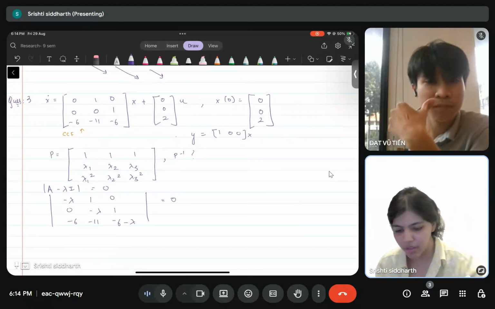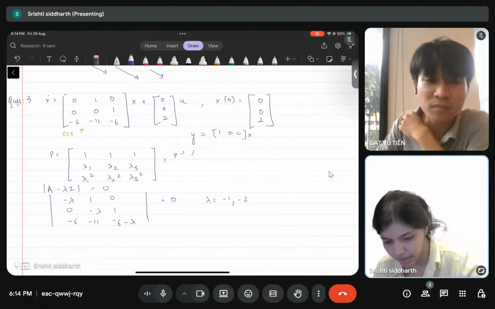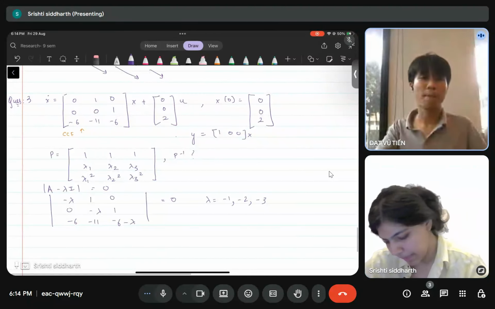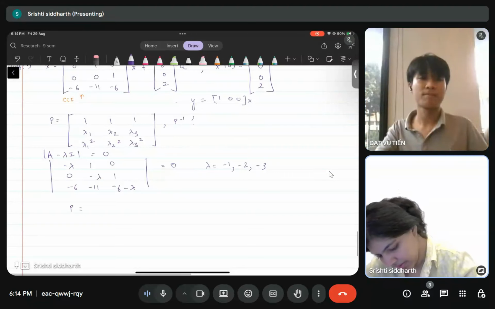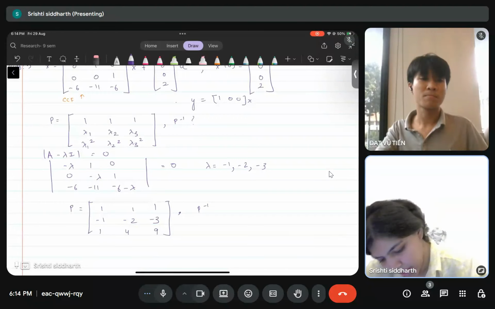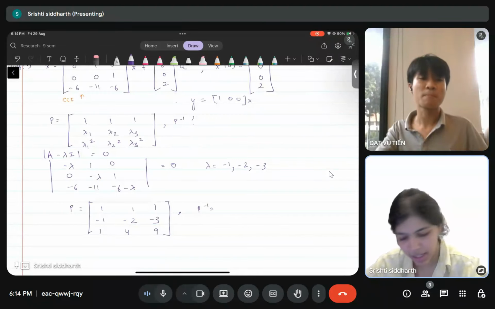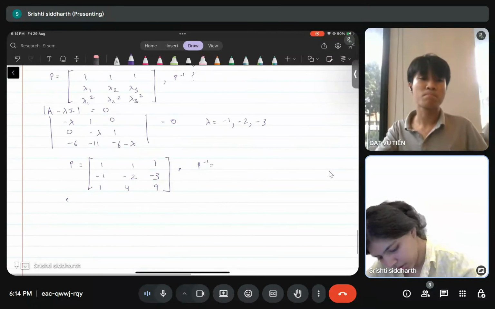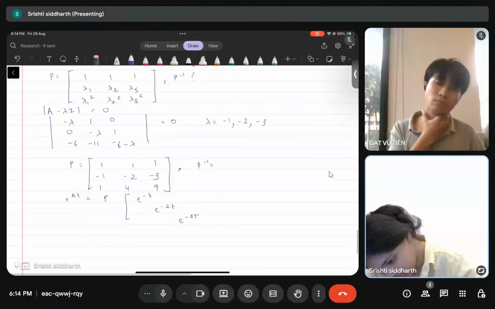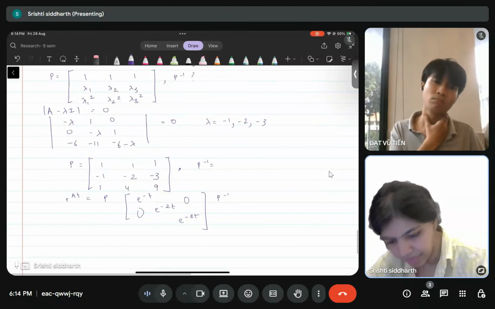So I think you can calculate this, right? Lambda 1, minus 1, minus 2, minus 3. We have already looked at this example in previous sessions. So you already know what P is: 1, 1, 1. So you can calculate P inverse then by any of the methods we discussed in the tutorial sessions or using MATLAB. That's okay. And then you know what e to the power At is: P, this is, P inverse.